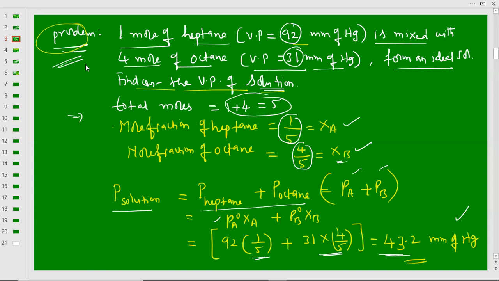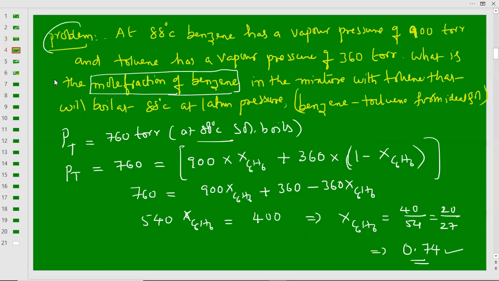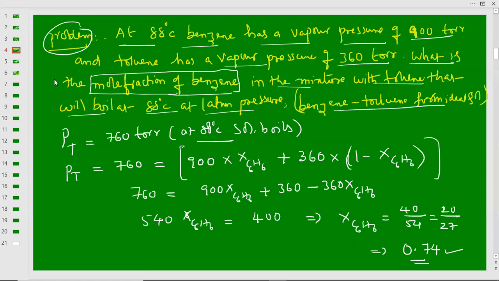Next, let us see another problem. At 88 degrees Celsius, benzene has a vapor pressure of 900 torr and toluene has a vapor pressure of 360 torr. What is the mole fraction of benzene in the mixture with toluene that will boil at 88 degrees Celsius at 1 atmosphere pressure? Benzene and toluene form an ideal solution, also given.